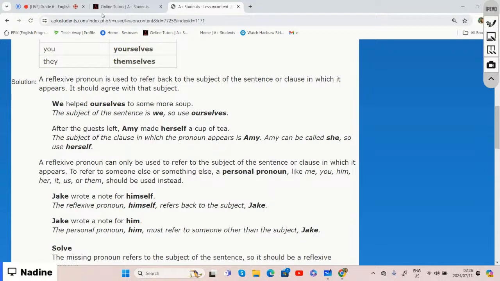So if something doesn't refer back to me, so if I'm talking about, let's say, myself, then we need to refer back to I, right? But if something refers to someone else, then that is a personal pronoun. And personal pronouns are words like me, you, him, her, it, us, or them, right? Those are personal pronouns that should be used instead. And that is when it is basically being referred to someone else.